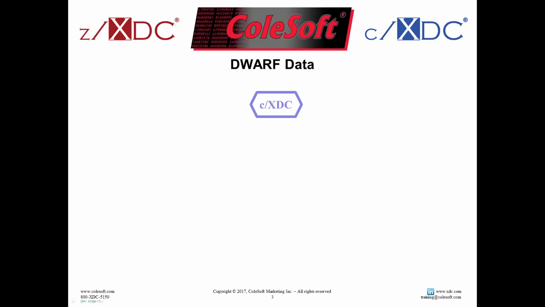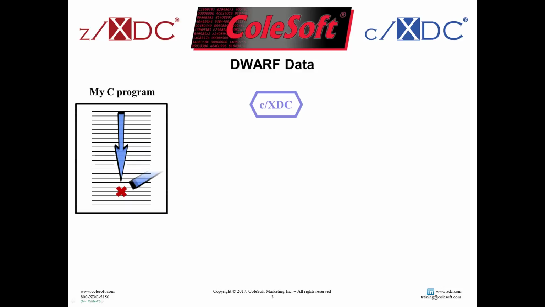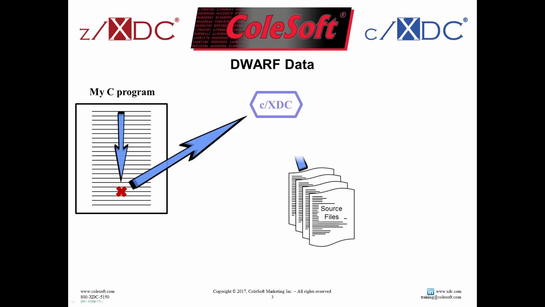cXDC can be used to debug XLC, C++, and Metal C programs. But in all cases, it needs to have access to two things. First, your program's source code files, all of them. And second, something called Dwarf.